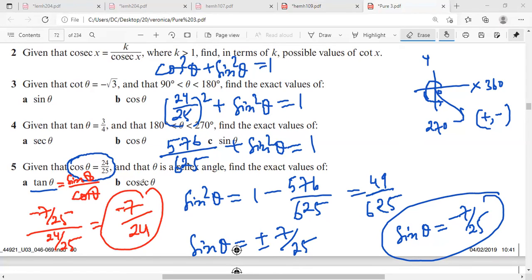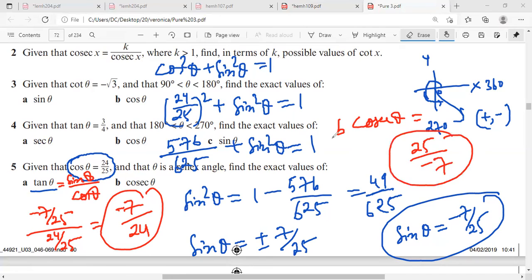And they are asking cosec theta, which we already know because cosec is a reciprocal of sine. The second part, I may write it here, cosec theta. So cosec theta would be equal to 25 divided by minus 7. So we get this as well. 5 is done. Right?